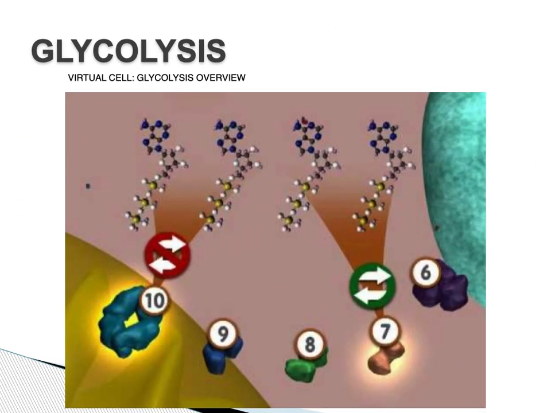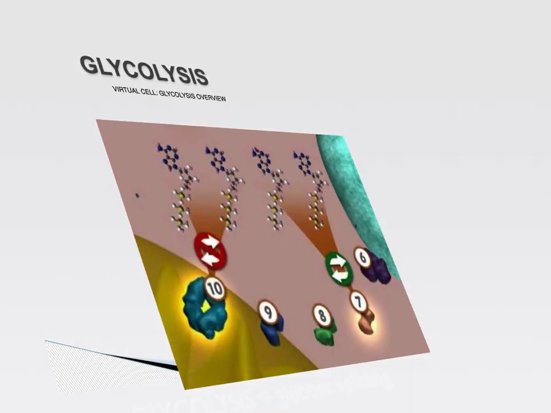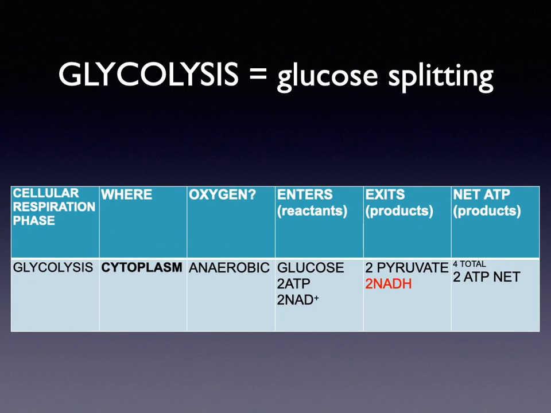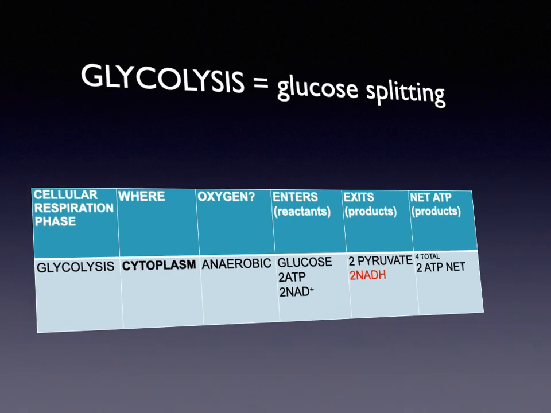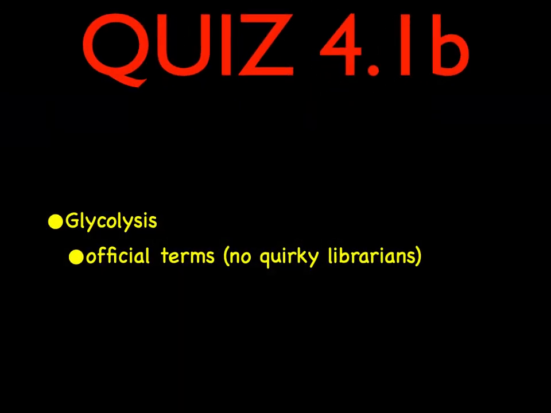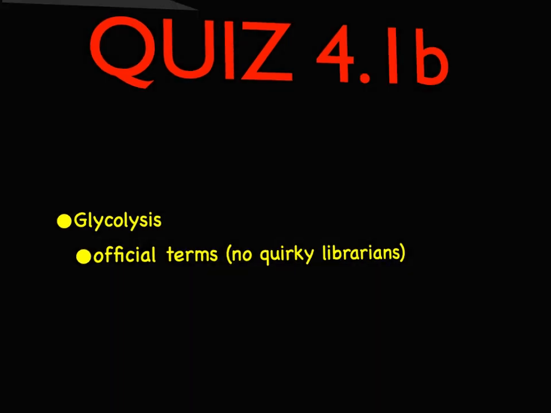There's a nice little video here, but I don't have time to show that to you. You need to look that up on your own. It gives you a more detailed look of what's going on in the molecular changes. Again, here's the table. I already ran through that once. That takes us to quiz 4.1b, which will be the official terms to glycolysis.